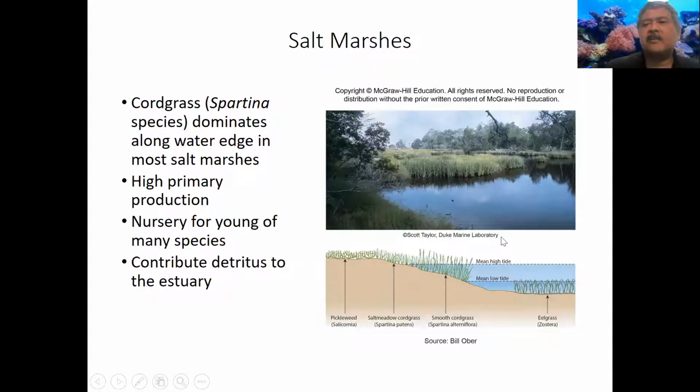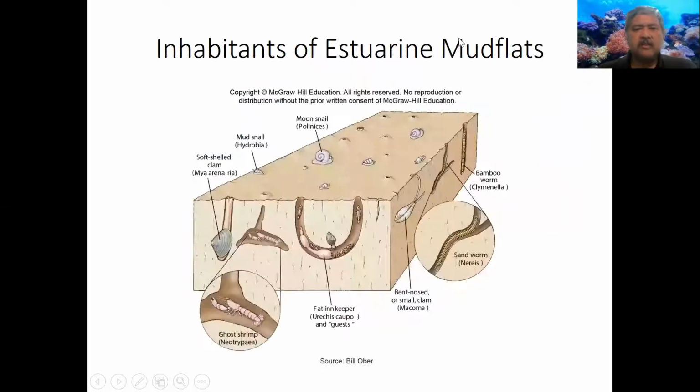Also, when organisms, whether plants or animals, die, especially when the plants die, that contributes to the rotting part of the estuary, the detritus, the things that need to be decomposed, the dead plant parts. That's all in there. Okay, so those are salt marshes.